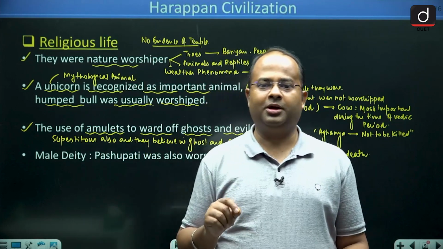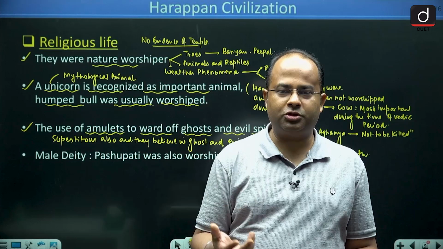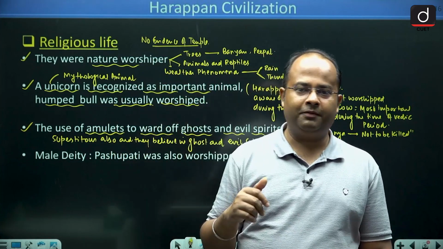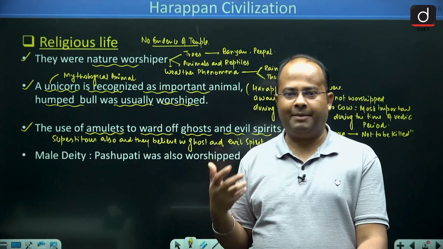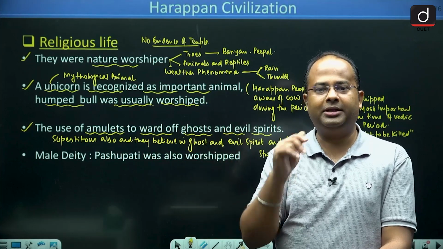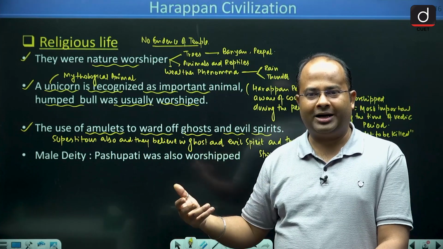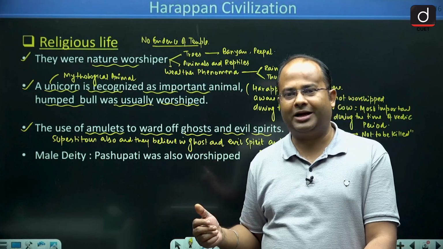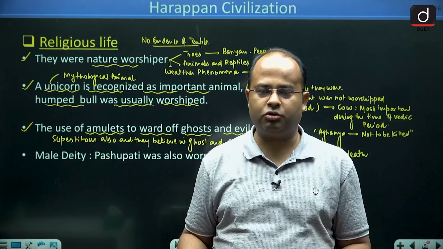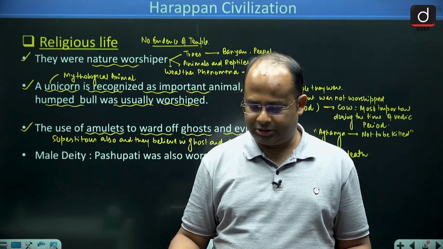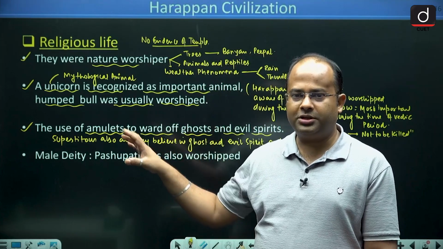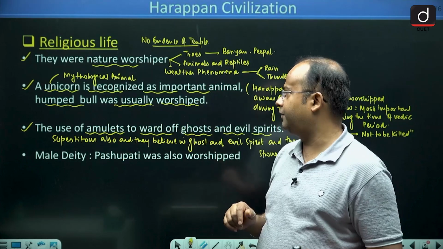It may be possible that the dog was very close and dear to the man, and in the next life that will happen after his death, the dog should accompany him, because it was very near to him. Therefore the dog was also buried with the man. So that signifies that they believed in life after death.